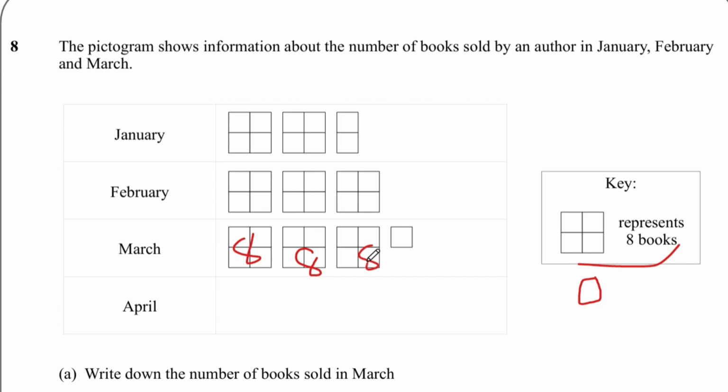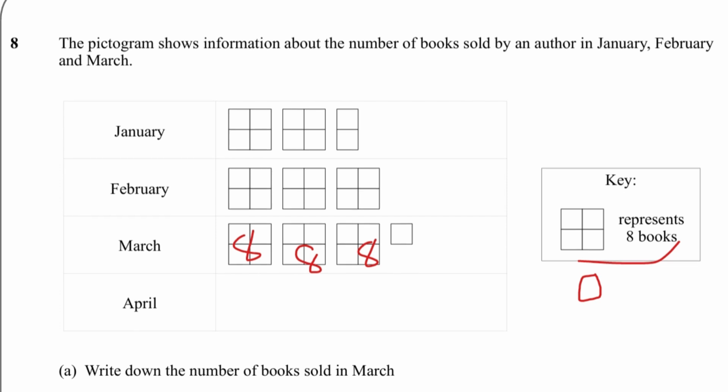So March is 8 plus 8 plus 8 plus 2. So 8 times 3 is 24. 24 plus 2 is 26. So you got 26 books sold in March.